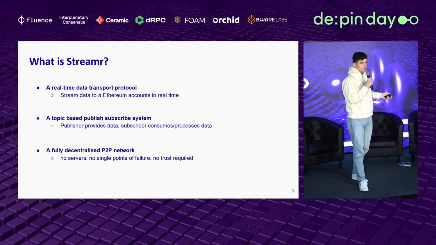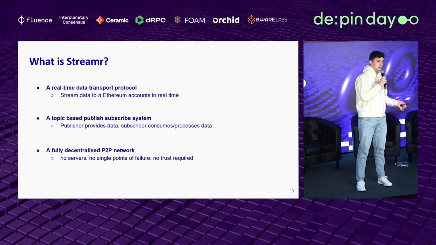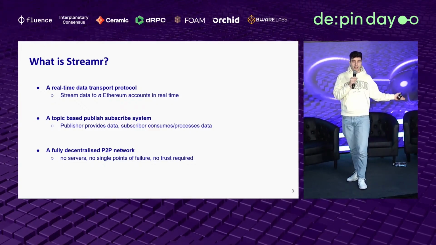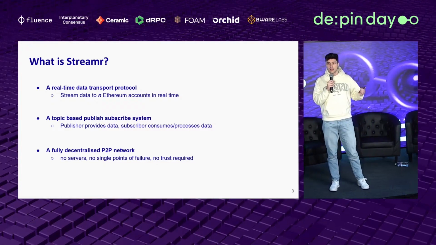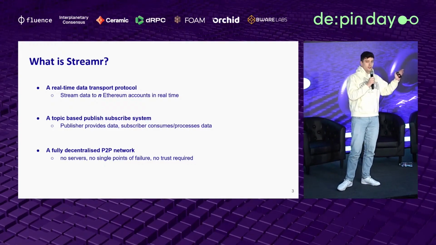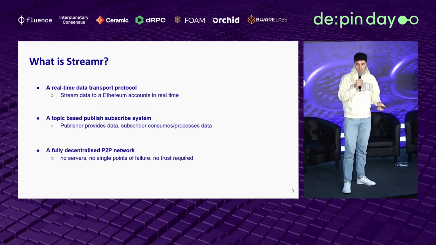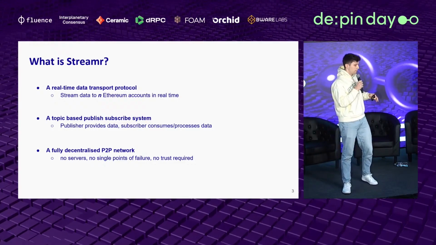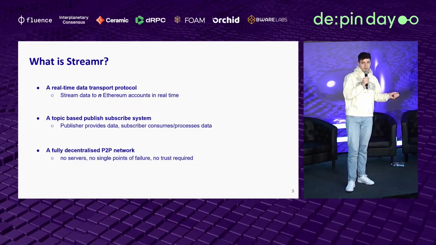Okay, so what is Streamr? Streamr is a real-time data transport protocol. So think getting data from one place to another place in a decentralized manner. You don't have a centralized server such as AWS that propagates the data. It's all peer-to-peer. It is a topic-based publish-subscribe system.